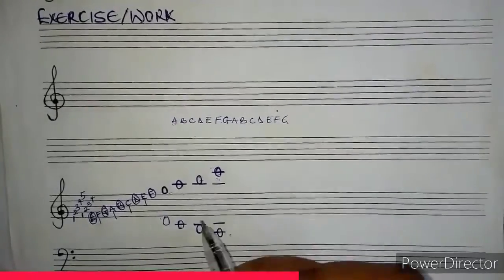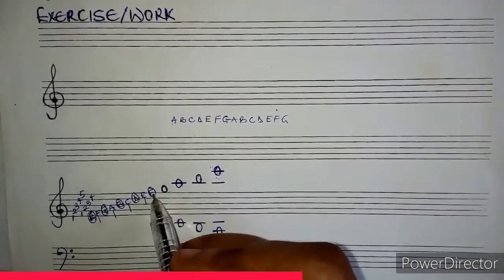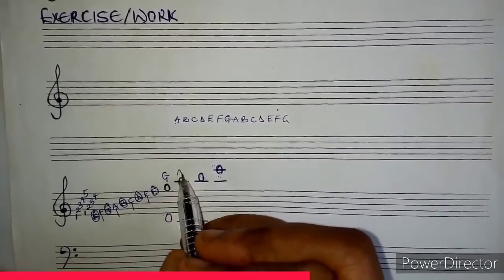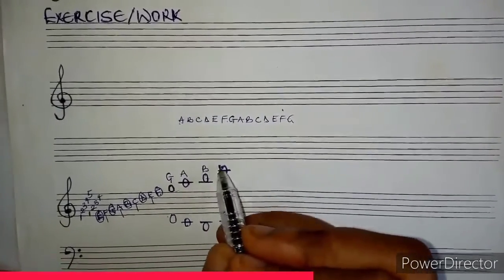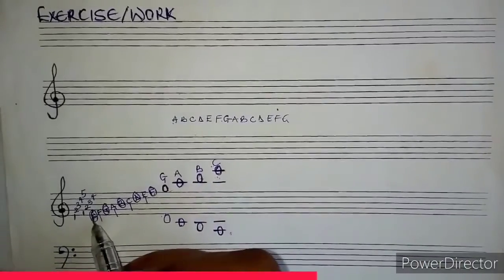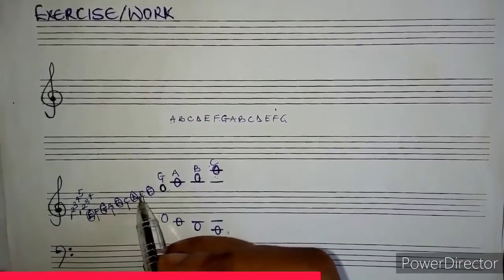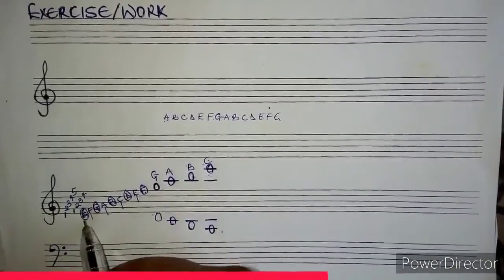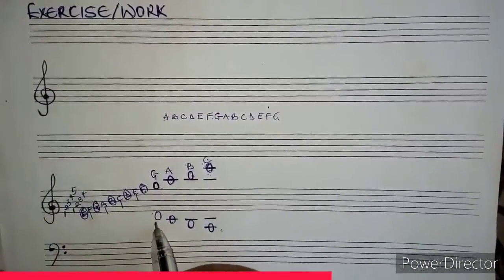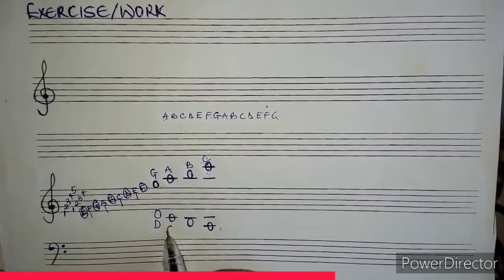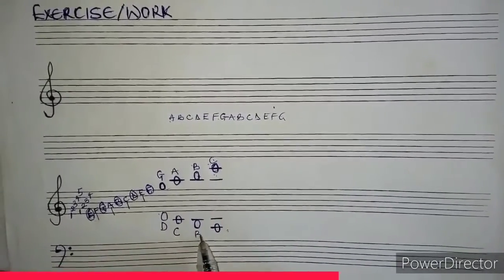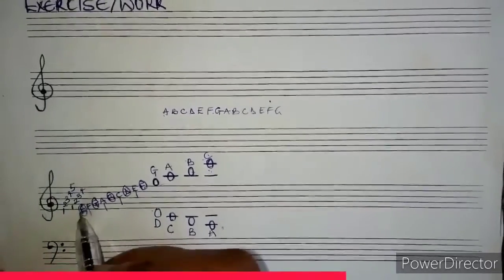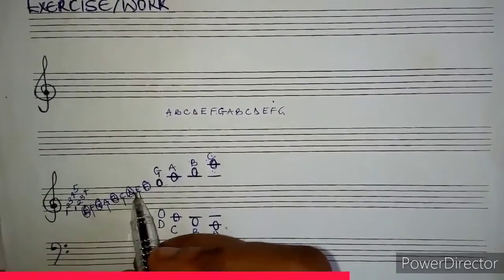Now let's letter them. If this is F, this becomes what? G. You go A, B, C. So you see E, F, G, A, B, C, D, E, F, G, A, B, C. Then going below, this is E. This will become what? D. And you have this as C. You have this as B. You have this as A. So let's read A, B, C, D, E, F, G, A, B, C, D, E, F, G, A, B, C.